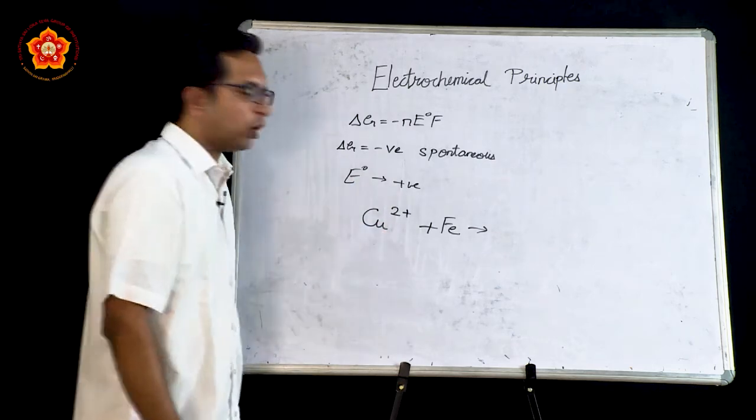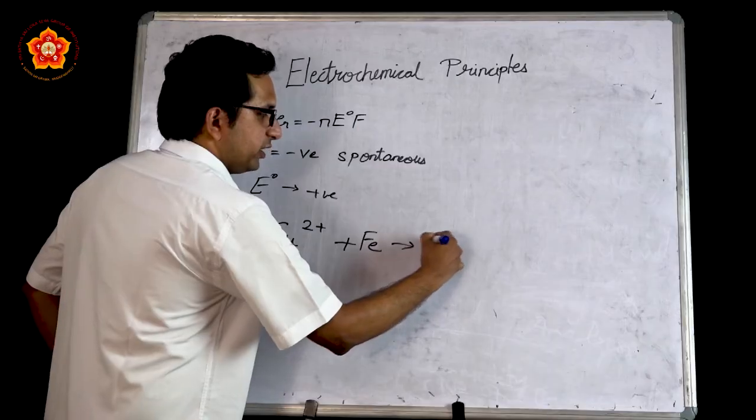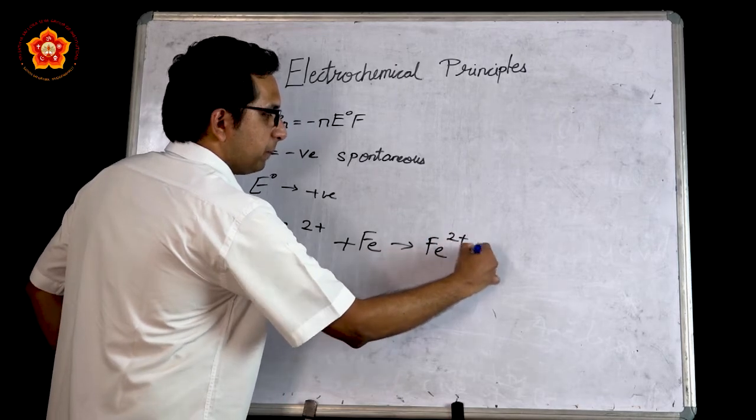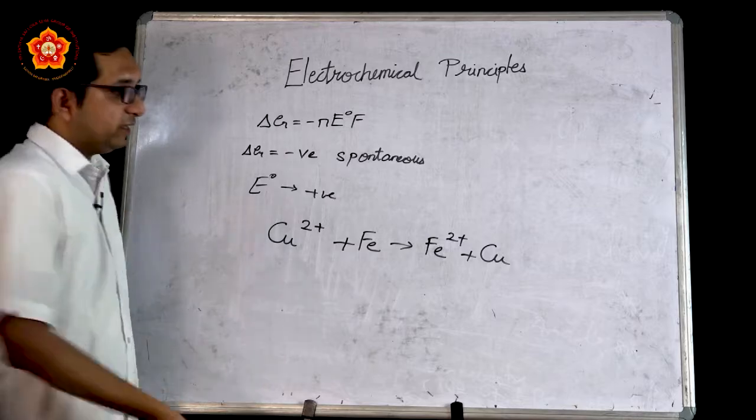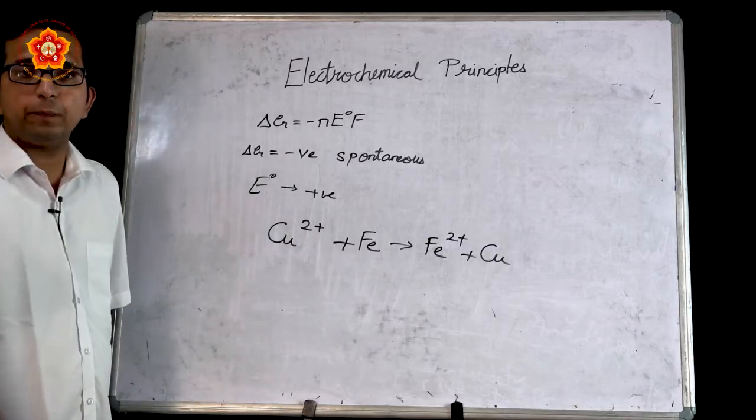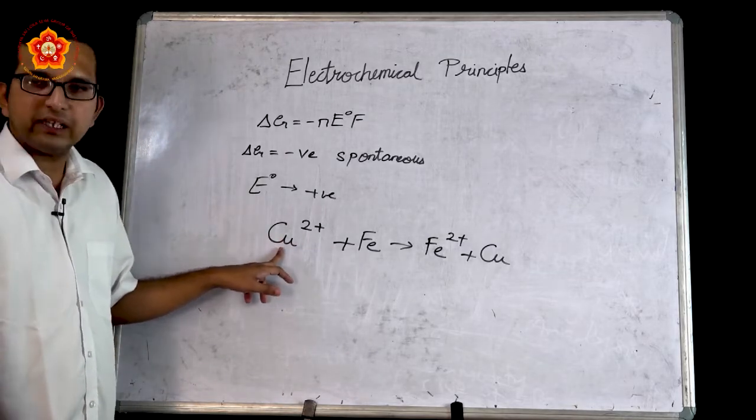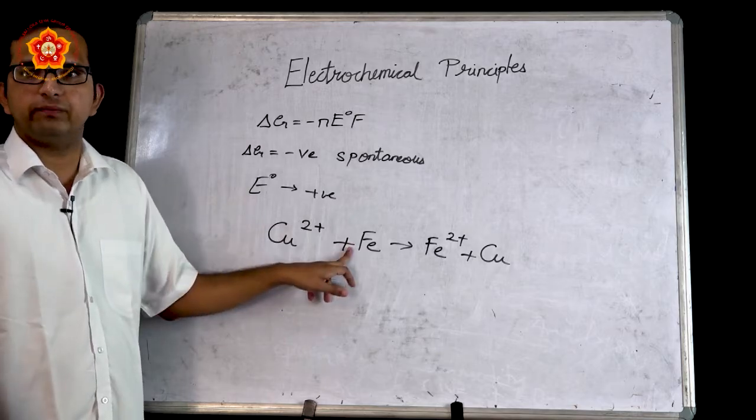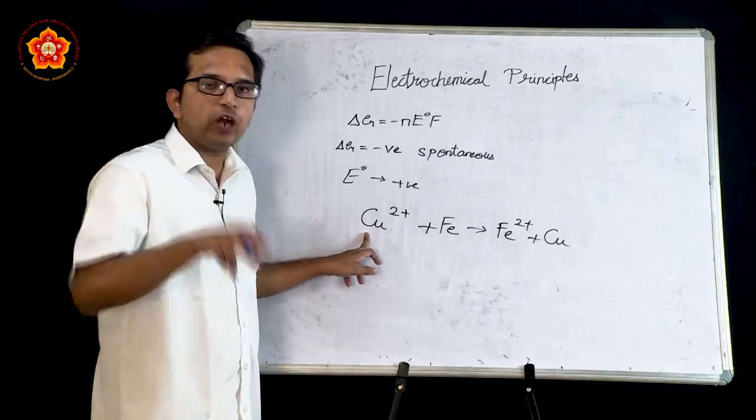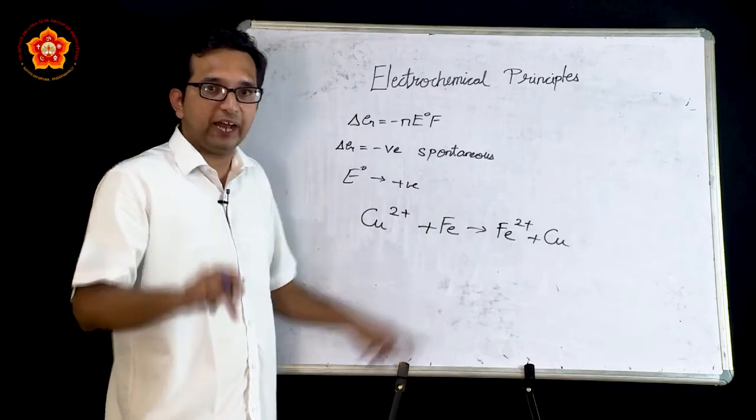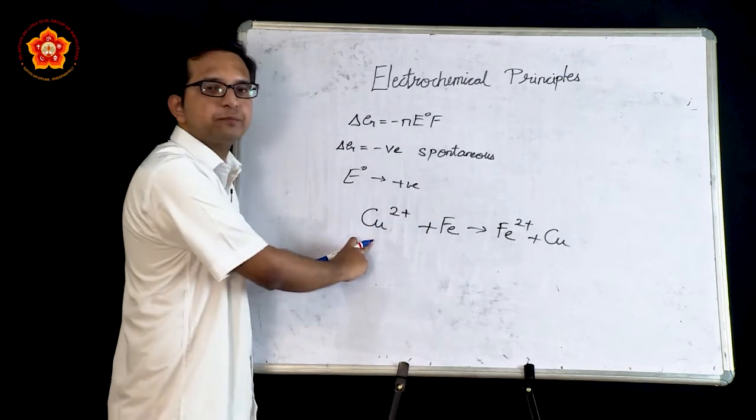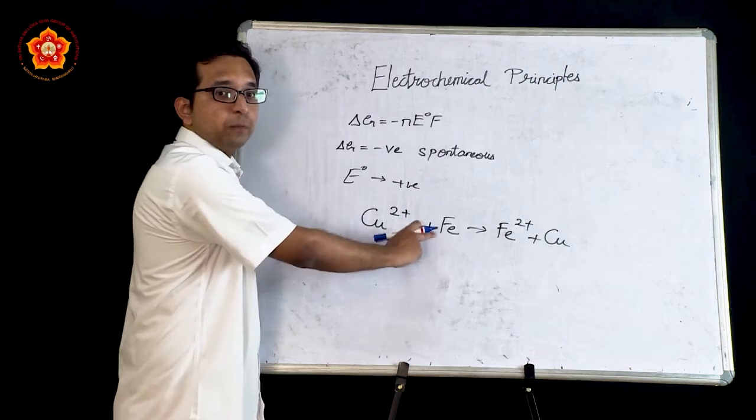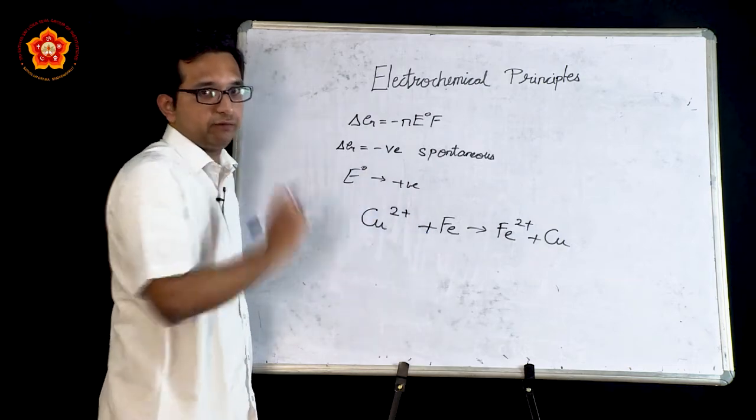So what could be the product here? It will be Fe2+, and copper metal is obtained. Remember that the reverse of this reaction is not possible, because copper metal is not more reactive than iron. So copper cannot displace iron from its solution, whereas as you see in this reaction, iron can naturally displace copper.